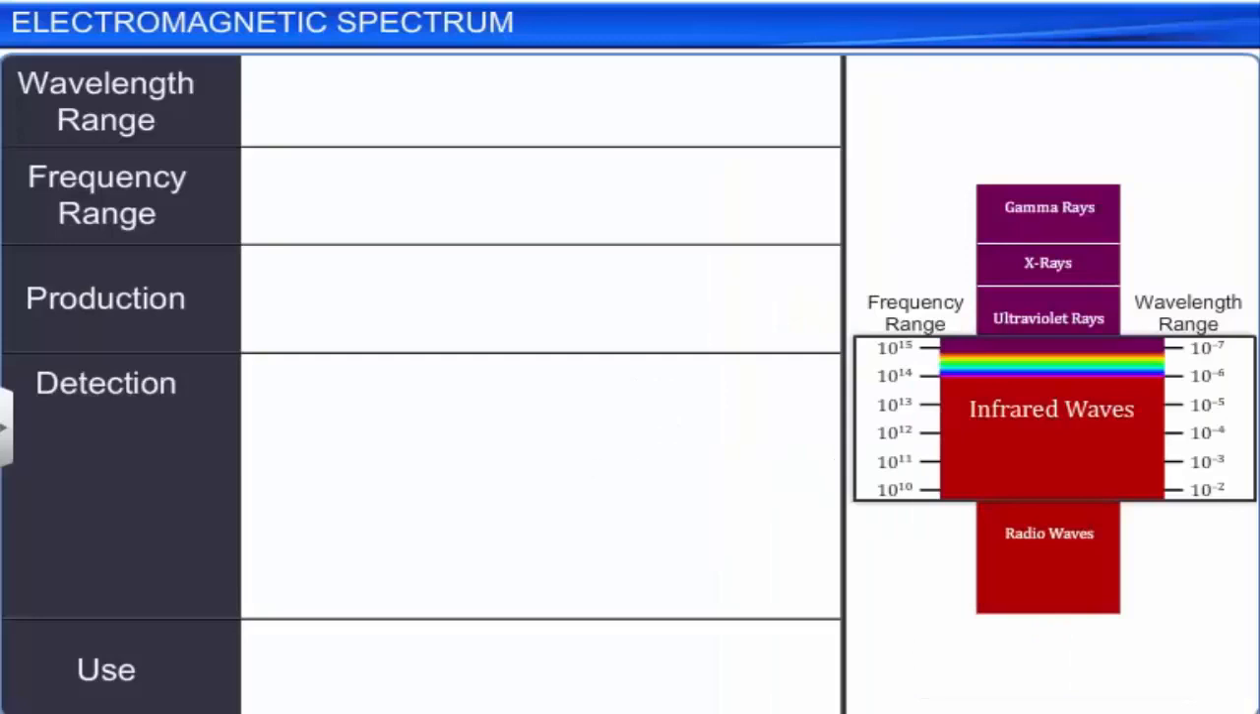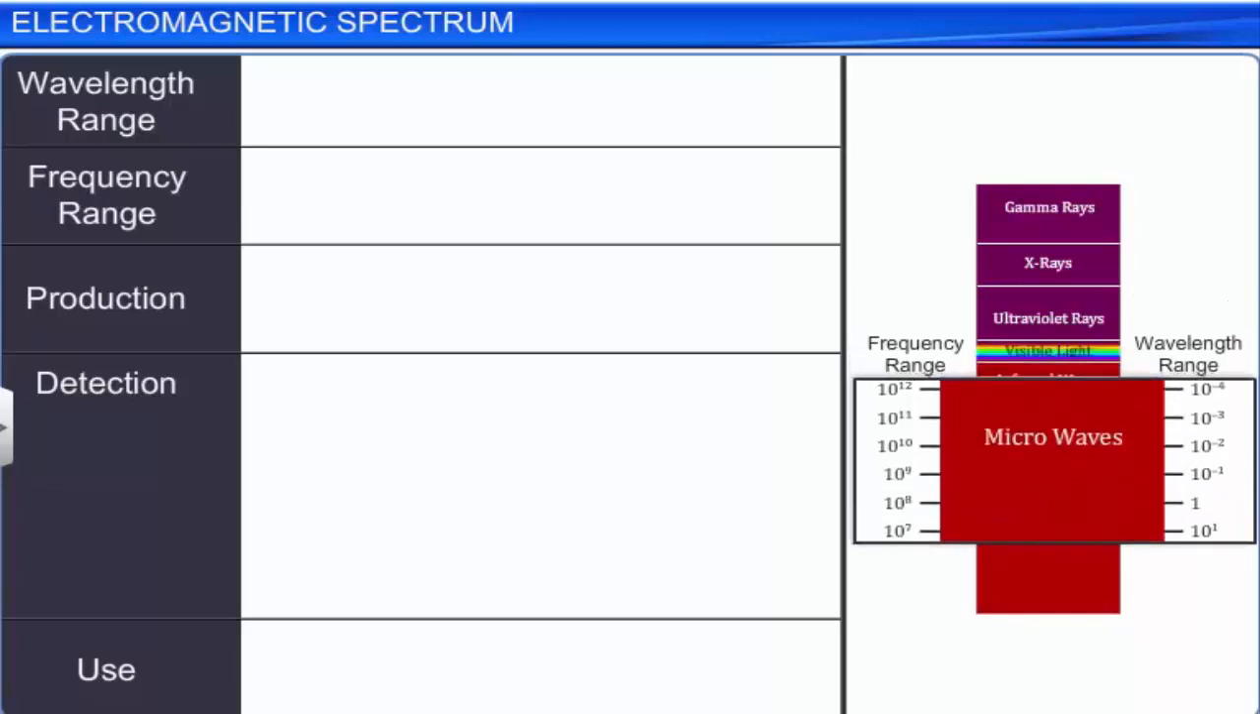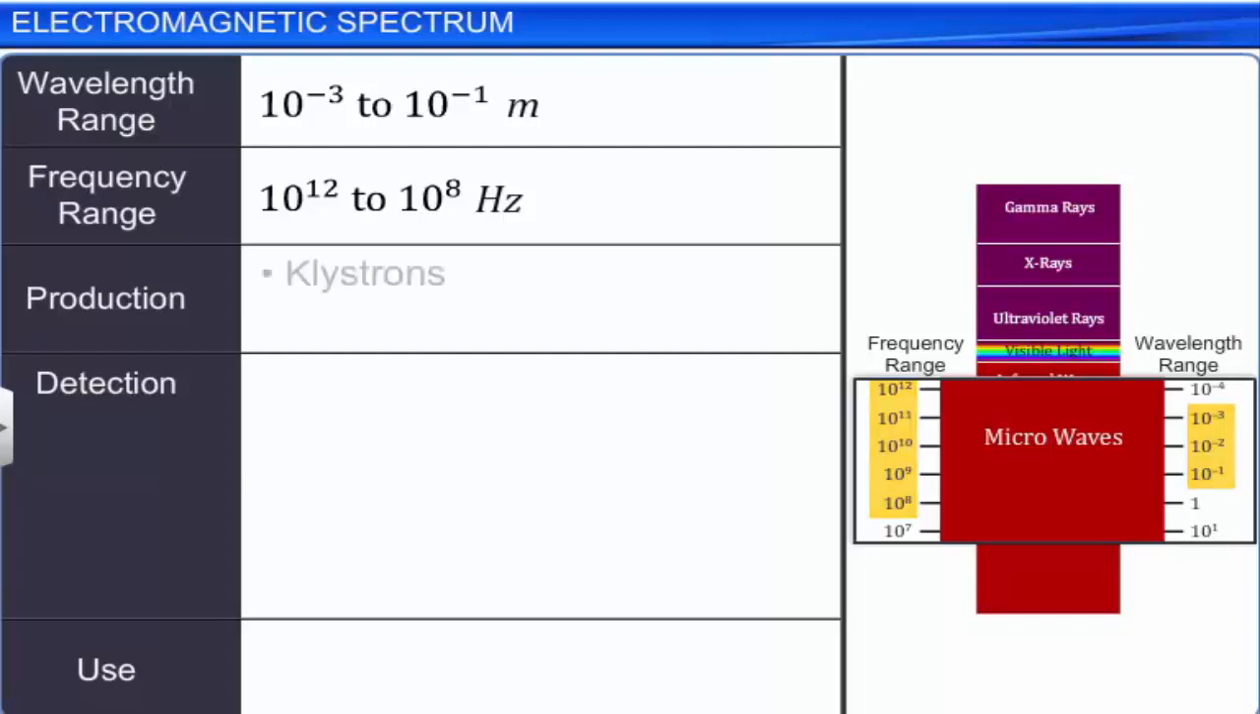Now, let us discuss the next kind of electromagnetic waves, that is, microwaves. The wavelength of microwaves is in the range of about 10^-3 meters to 10^-1 meter. The frequency of microwaves is in the range of 10^12 Hz to 10^8 Hz. Microwaves can be produced by klystrons, magnetrons, and gun diodes. These waves can be detected by point contact diodes.